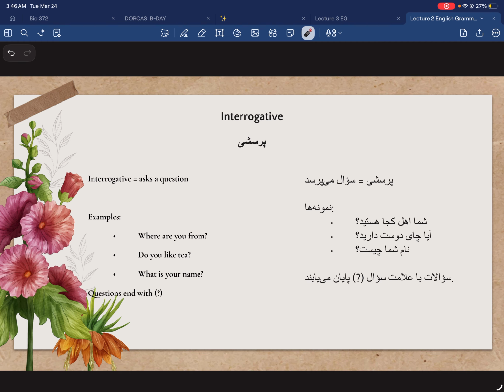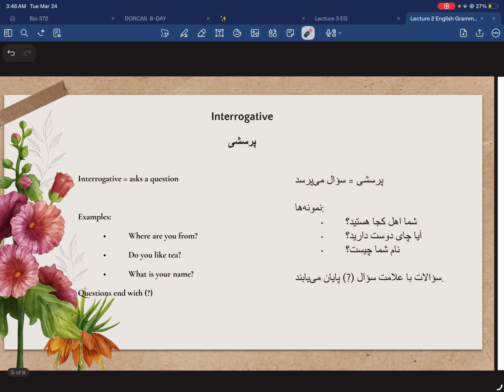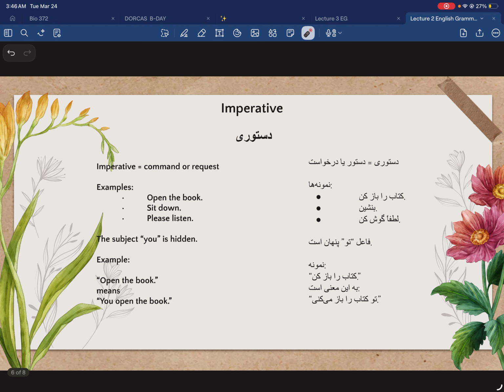All right. So this is an interrogative sentence, a type of sentence that asks you a question and ends with a question mark. The next one is imperative. It's a sentence that is a command or request. It usually has a hidden subject, which is you.